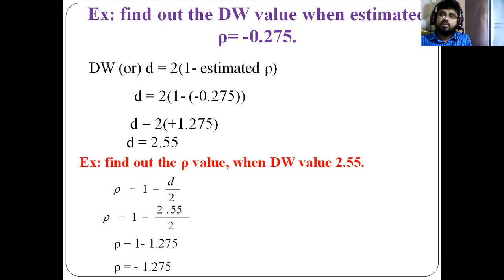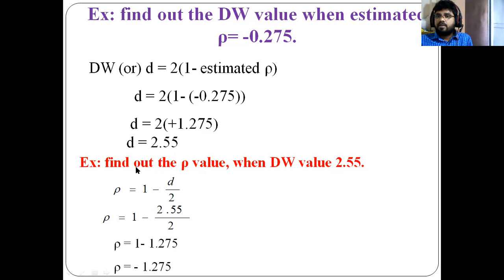Sometimes they will also give the DW value, and then we need to find out the rho value. For example, as I told you, if the d value is very close to 2, then we check whether the particular problem is affected by autocorrelation or not. And also, they will give the d value, and we need to find out the rho.